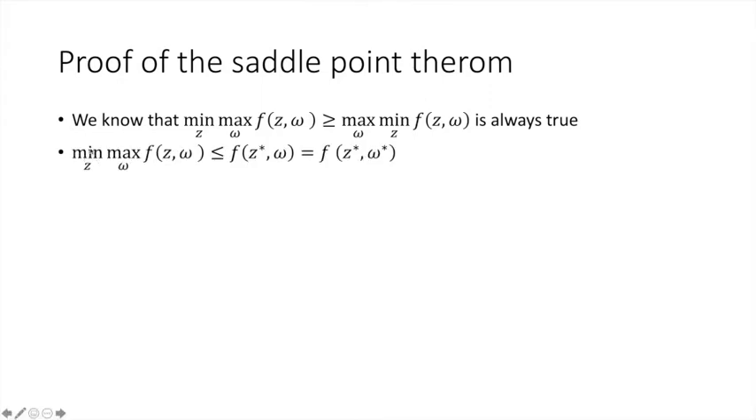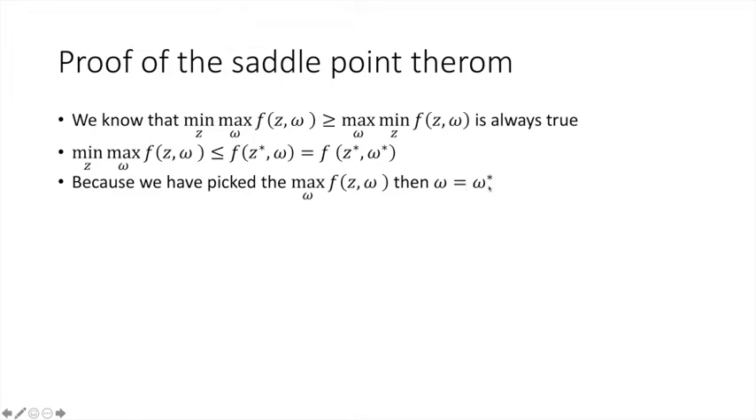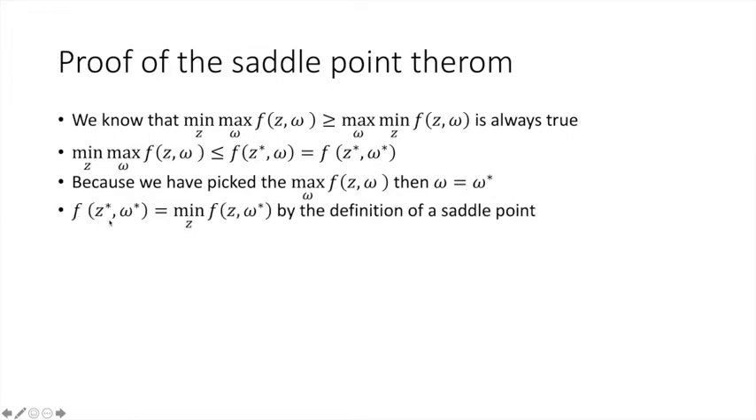And we know that min over z of max over omega of f(z, omega) is smaller or equal to f(z star, omega star), which is equal to f(z star, omega star), because we have picked the omega to be the max over omega of f(z, omega), and so by the definition of the saddle point, this omega has to be omega star. f(z star, omega star) is equal to minimizing over z of f(z, omega star). By the definition of the saddle point, the z would be the minimal one and the omega would be the maximal one.